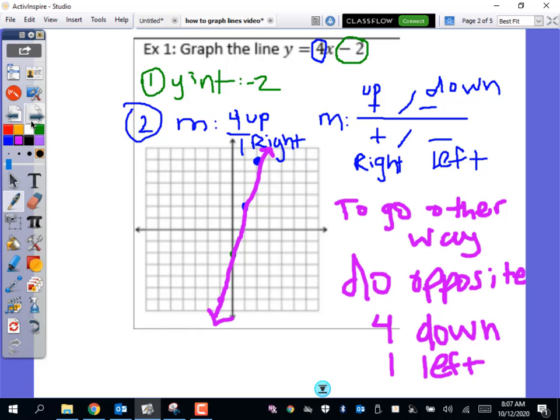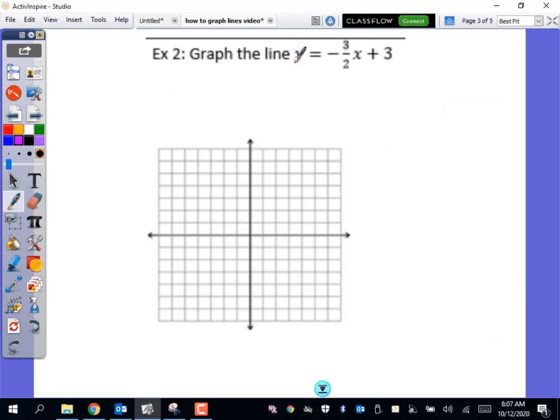Second example. Same thing. They give me the equation y equals -3 over 2x plus 3. First thing is, what is the y-intercept? So what is b? That's my naked number. I'm looking at my equation. What's the naked number? +3. So I can put +3 if I want. You don't have to put a positive, but it's a good reminder. So my +3 is up 1, 2, 3 right here.